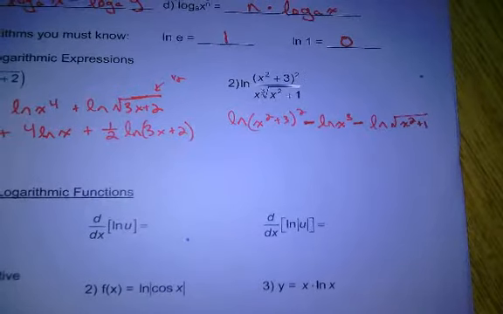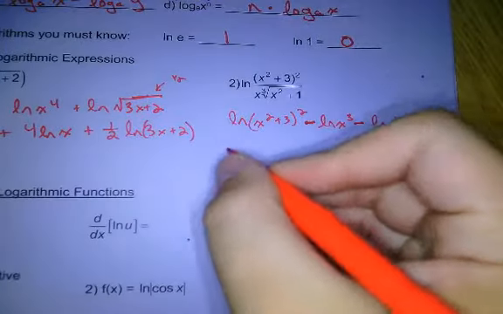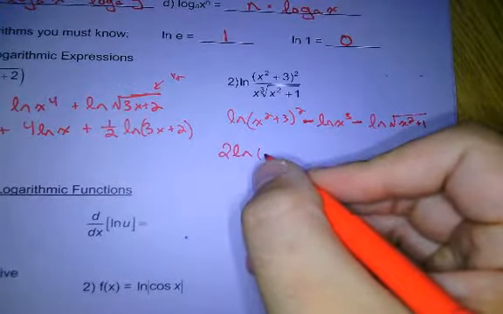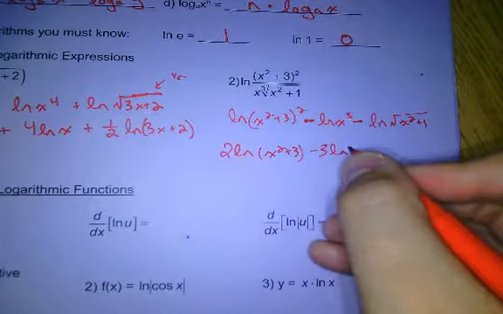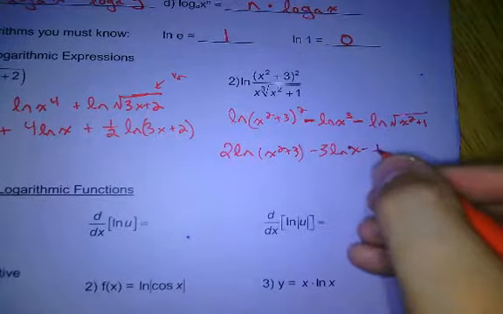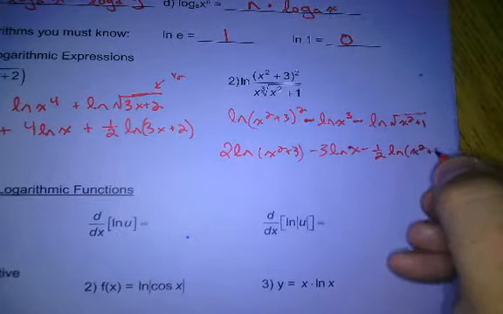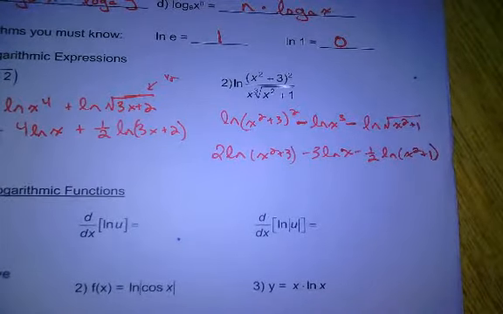Okay, does my exponent rule work here for one of them, two of them, all of them, none of them? All of them. Let's do it. So 2 ln of x squared plus 3 minus 3 ln of x minus 1/2 ln of x squared plus 1. Yay, logs.